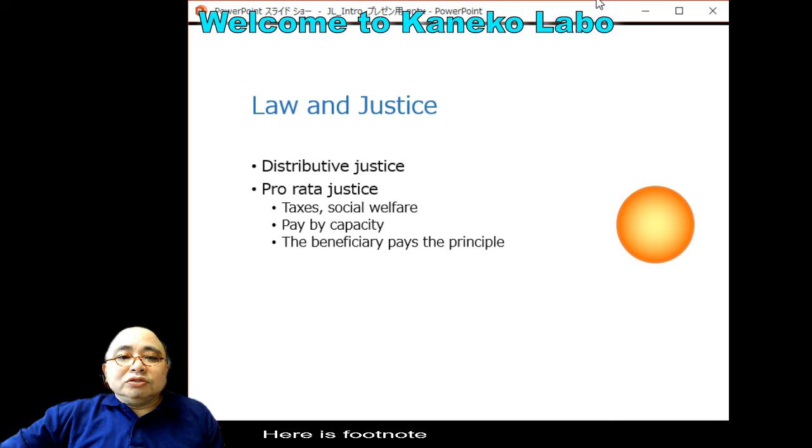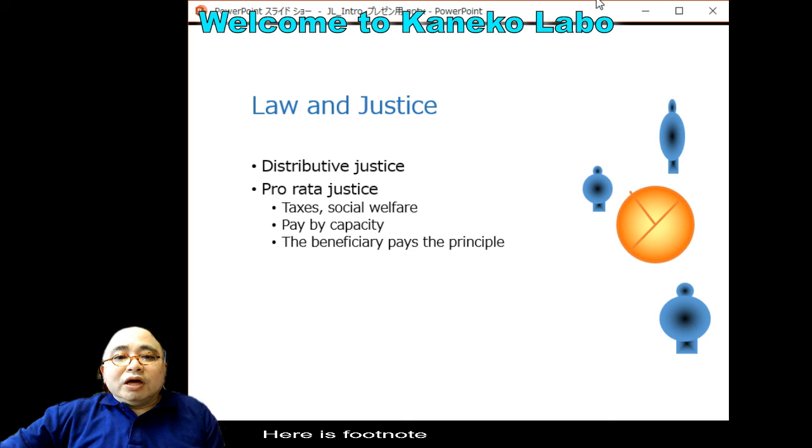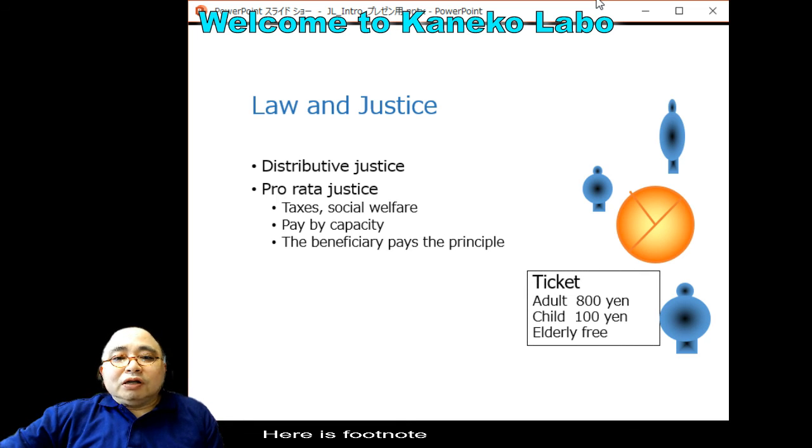The second is distributive justice or pro rata justice. This kind of justice considers differences between people. The beneficiaries pay the principal, and the ability to pay the principal is an expression of distributive justice. The tax and the social welfare system are designed basically on this kind of justice.